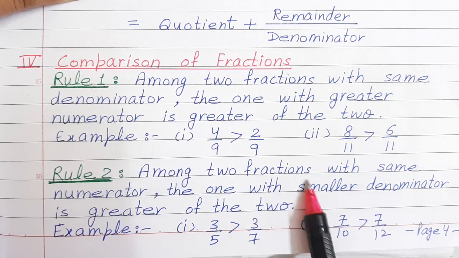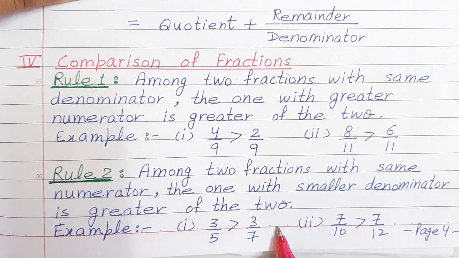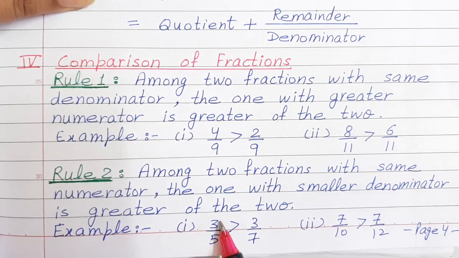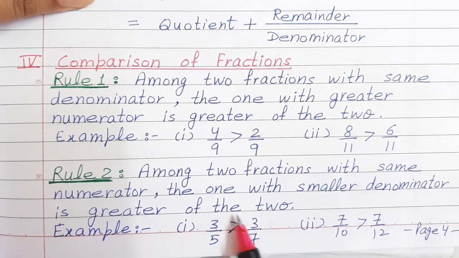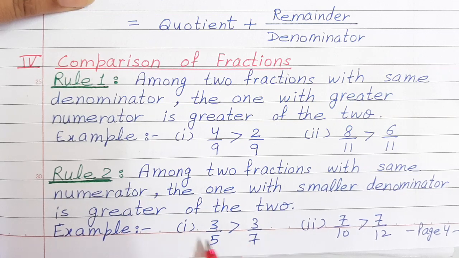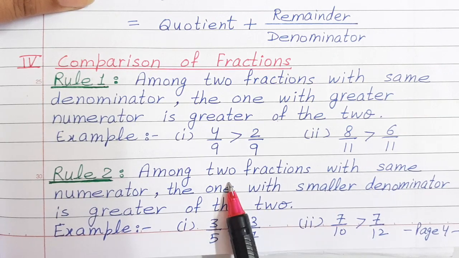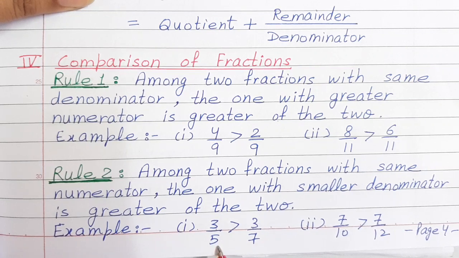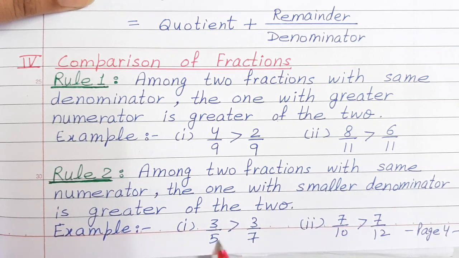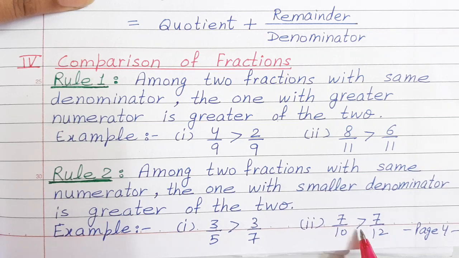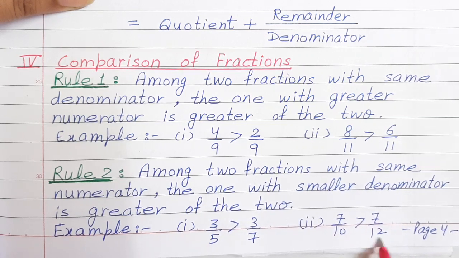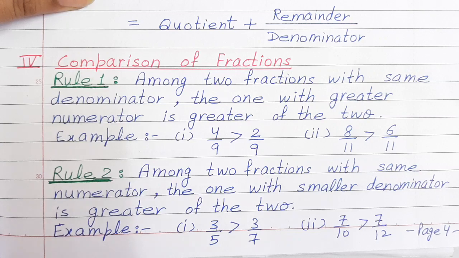Children, this rule 2 is very important. Try to understand this. See, 3 upon 5 is greater than 3 upon 7. Here the numerator is the same, right? And the denominators are different. So as per the rule, the fraction with the smaller denominator is greater. See the other example. 7 upon 10 is greater than 7 upon 12. I hope you all have understood very well.